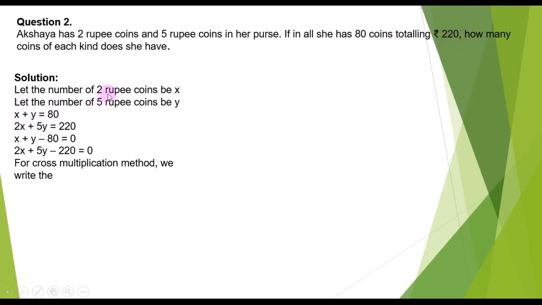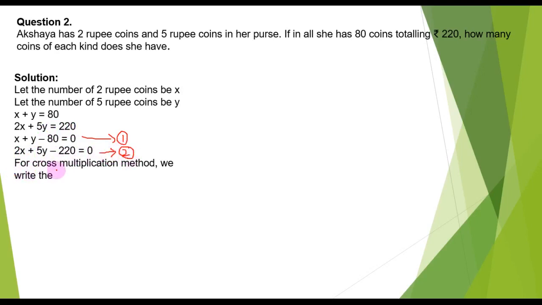x is the number of coins of 2 and y is the number of coins of 5. Totaling rupees 220 means 2x plus 5y equal to 220. Now look here, x plus y equal to 80, so x plus y minus 80 equal to 0. Take this as equation 1. Now 2x plus 5y equal to 220, so move this 220 to the left side. So 2x plus 5y minus 220 equal to 0. Consider this as equation 2.